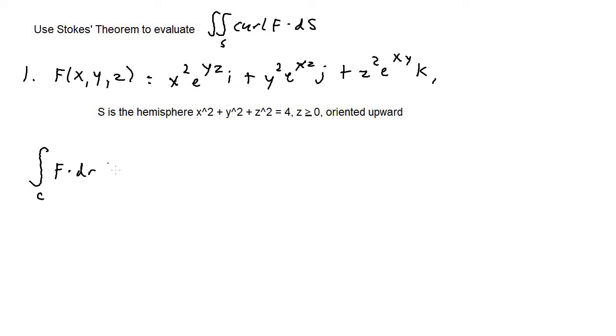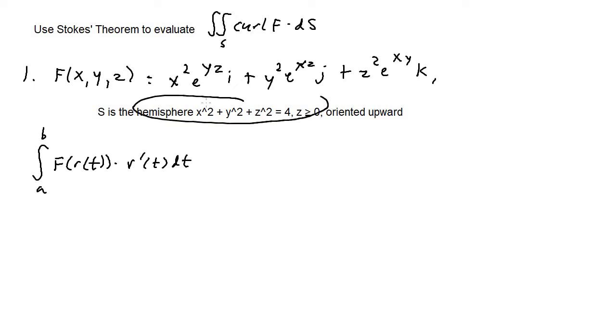So remember, in order to evaluate using this formula, we have to change it to the integral from a to b of f of r of t dot product with r prime of t dt. So once again, we need to have a vector field, which we already have, and we need to have a vector function r of t. Now in order to find a vector function r of t, we need to look at the surface that's given to us. In this case, it's the hemisphere, x squared plus y squared plus z squared equals 4, and z is greater than or equal to 0.